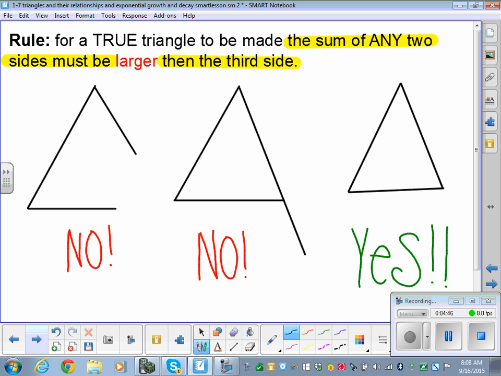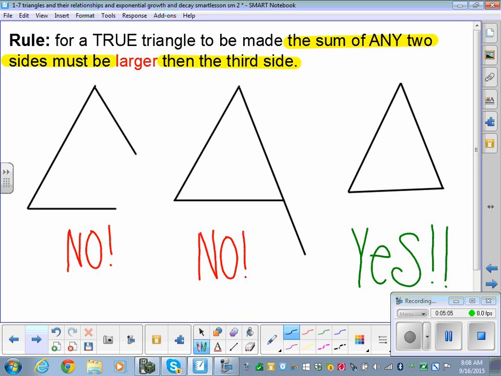So guys, if this doesn't happen, we get some weird looking triangles that aren't triangles, such as this. See this triangle? That wasn't true. The sum of two sides didn't add up to be the third side. So we have this gap. It can't close off. Well, that's not a triangle. That's not even a shape right here.